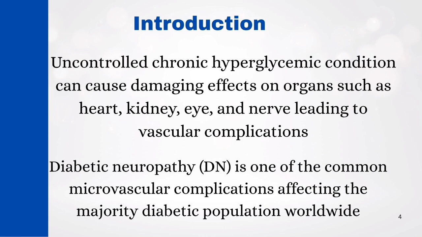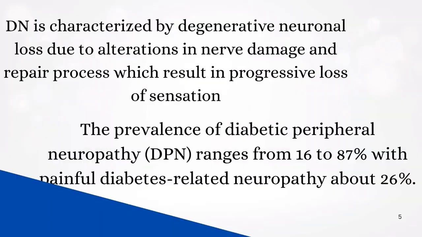Introduction. Uncontrolled chronic hyperglycemic condition can cause damaging effect on organs such as heart, kidney, eye, and nerve, leading to the vascular complications. Diabetic neuropathy is one of the common microvascular complications affecting the majority of diabetic population worldwide. It is characterized by degenerative neural loss due to the alteration in nerve damage and repair process, which results in progressive loss of sensation.